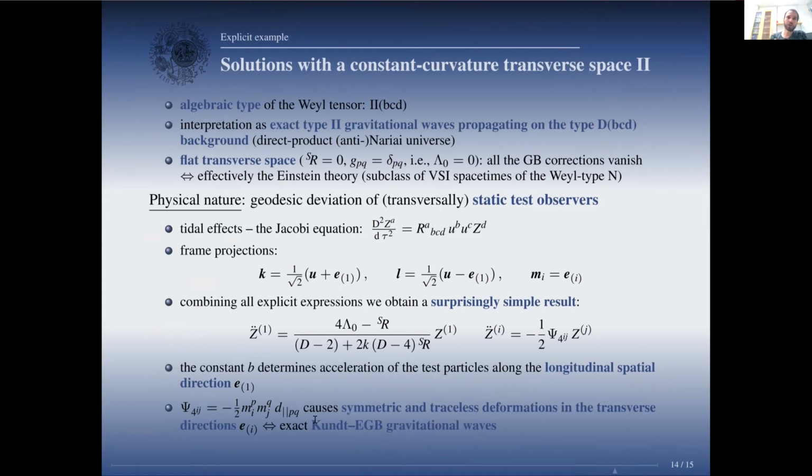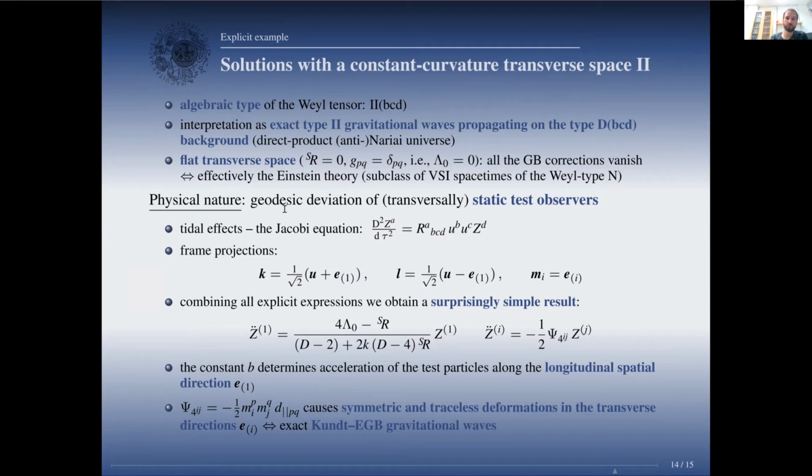It is connected to the interpretation of this solution. So the algebraic type is II or D, so there is only one non-trivial boost weight 0 component of the Weyl tensor, and it can be interpreted as type II gravitational waves propagating on type D backgrounds of an anti-de Sitter universe. For a flat transverse space, we effectively deal with Einstein theory.